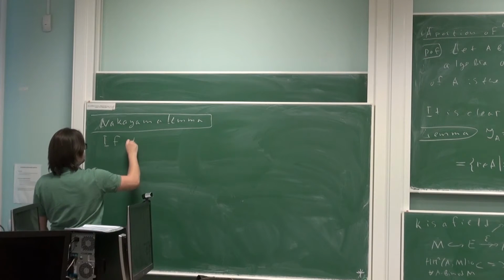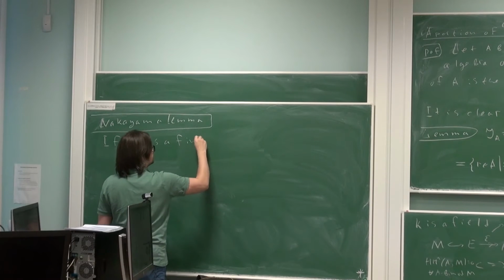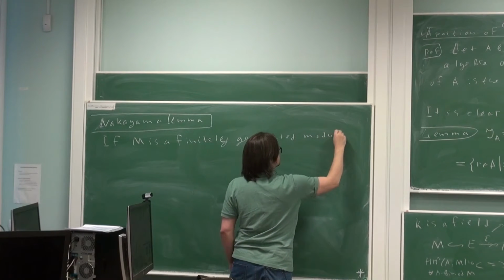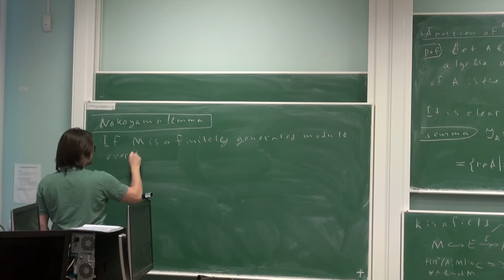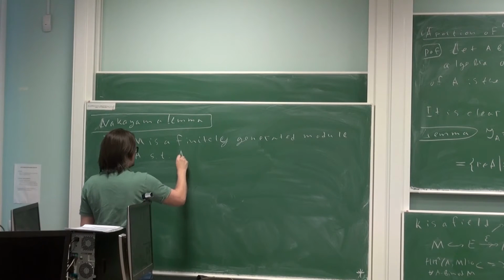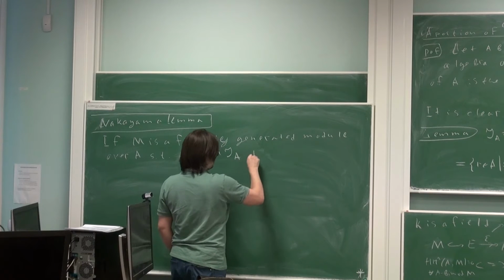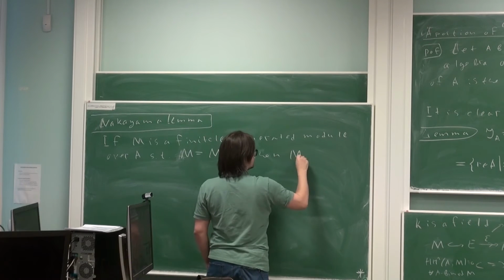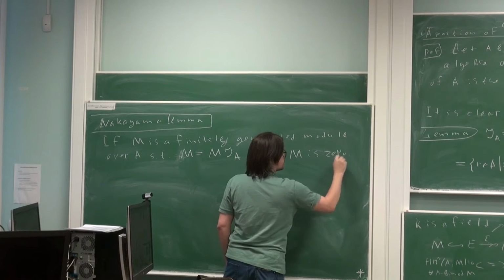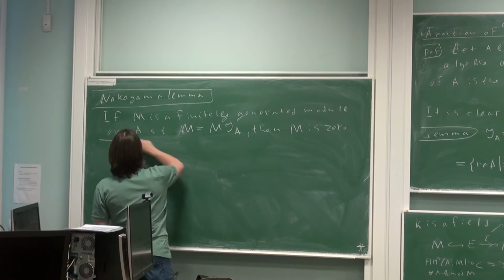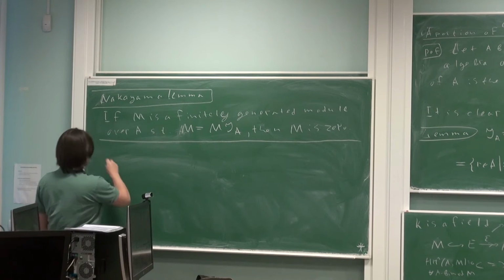If M is a finitely generated module over A such that M is equal to M J(A), then M is 0. It wasn't part of the basic course, it was some commutative algebra, but okay, well, it's not very difficult. This lemma would take more time.